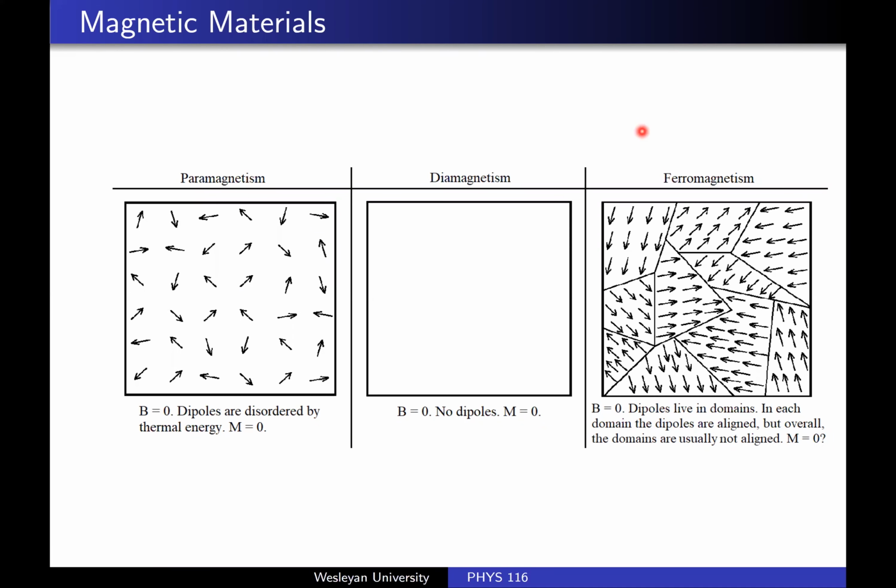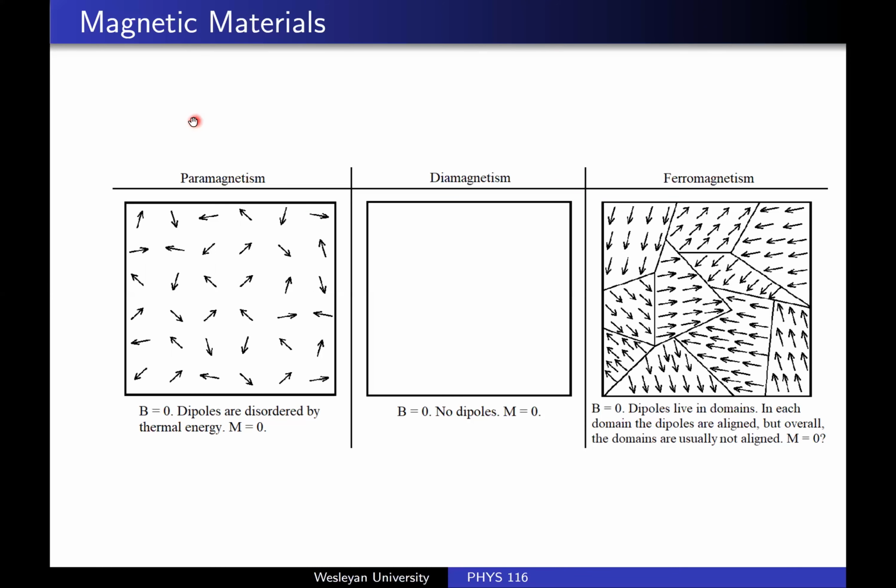In this video, we will talk about magnetic materials. Now, there are many types of magnetic materials and magnetic phenomena, but here we will focus on the three most common. They are paramagnetism, diamagnetism, and ferromagnetism.